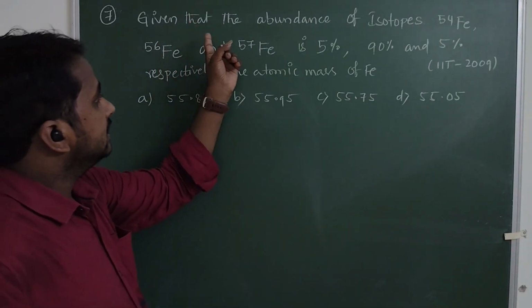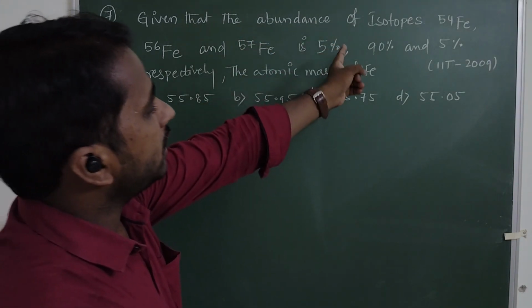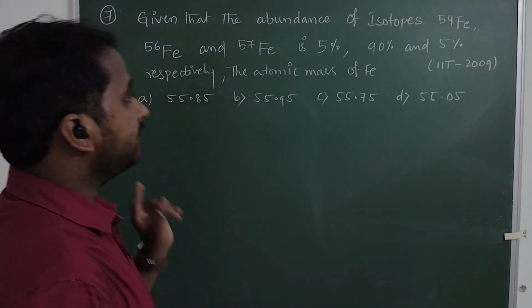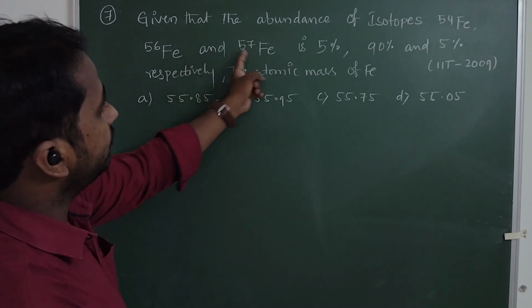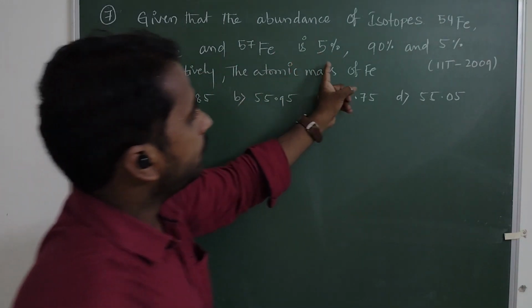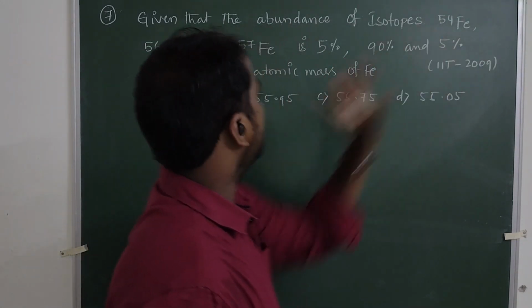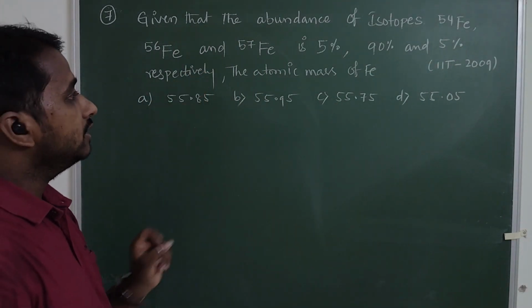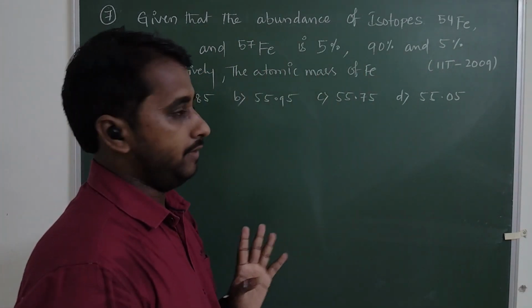It is given that the abundances of the isotopes iron 54, iron 56 and iron 57 are 5%, 90% and 5% respectively. What is the atomic mass of iron?